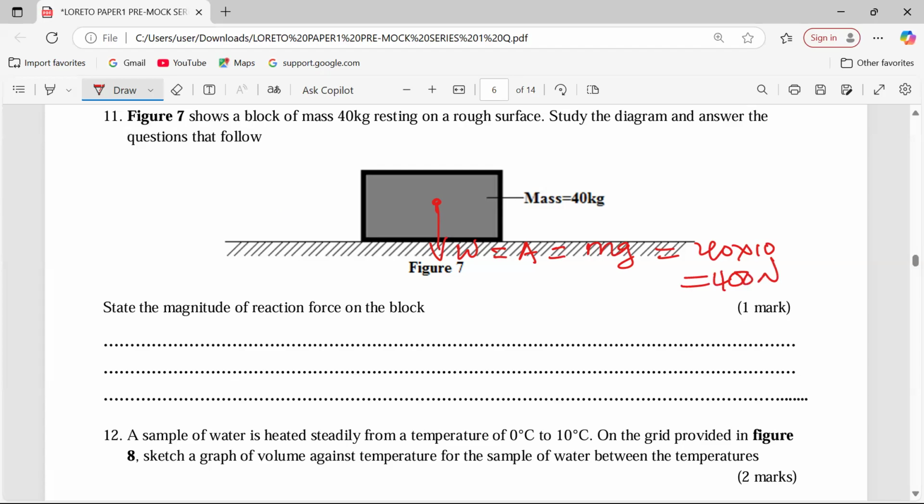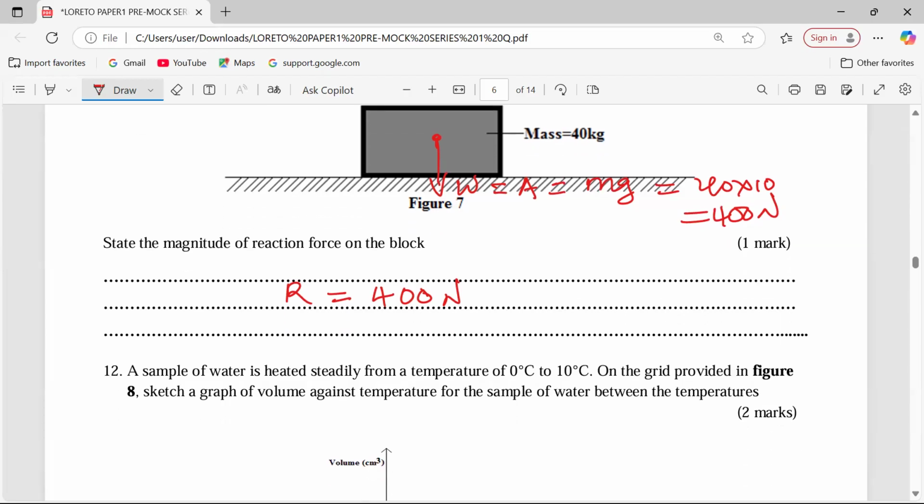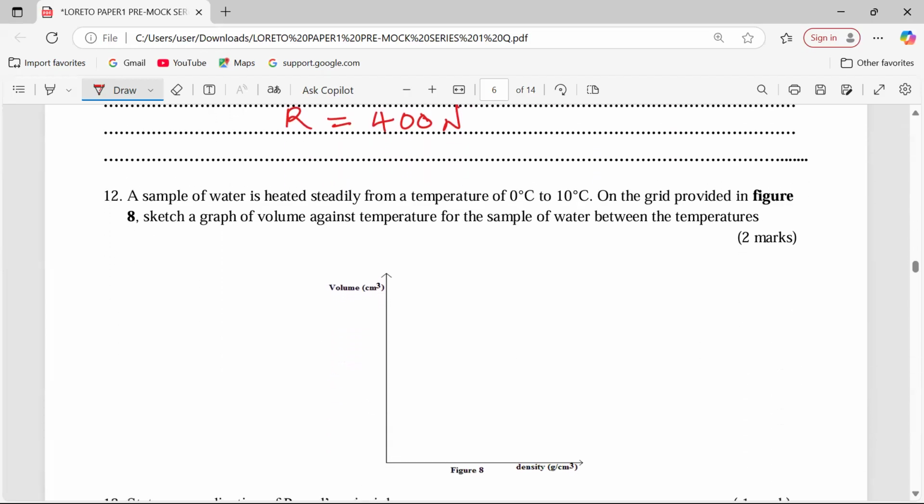One thing we should know about reaction and action is that reaction is always equal to action, but acting in the opposite direction. So we will have a reaction equivalent to the action caused by this block. So if it is acting on the surface with 400 Newton, then the surface will offer a reaction equivalent to 400 Newton. That is it. Number 12 now. We are moving.